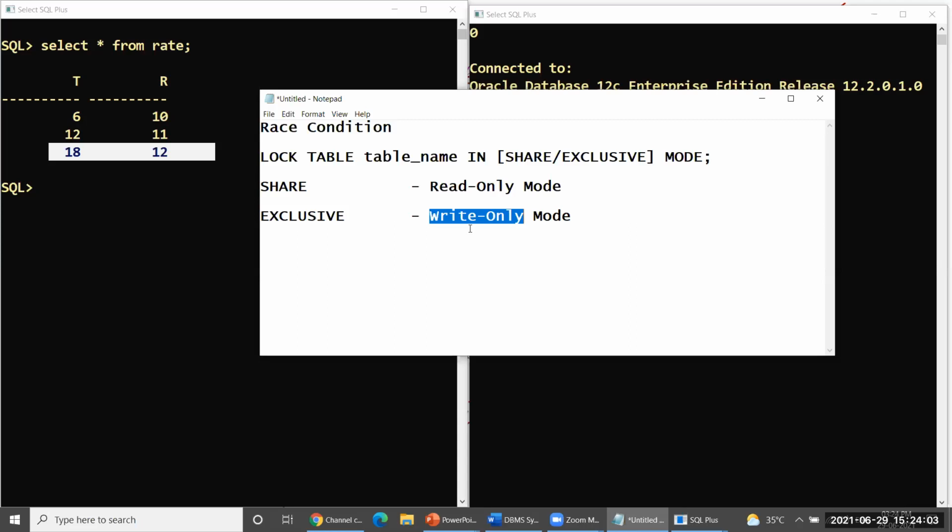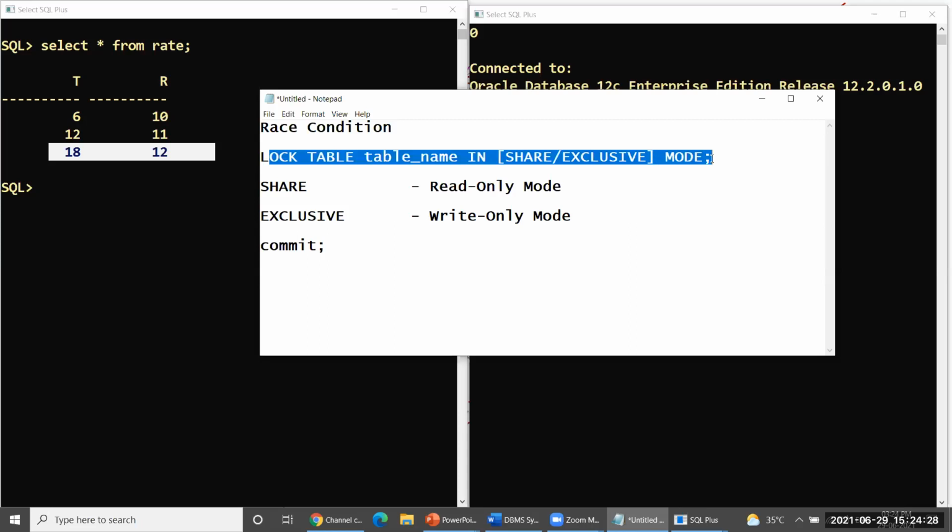So if you operate any kind of lock, how could you release the locks here? Theoretically, we would like to specify one particular word, and that word is unlock. But here unlock is not there. So if you operate commit, obviously all locks will get released. So this is the command which we have to take into consideration.